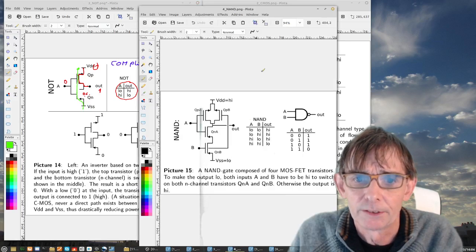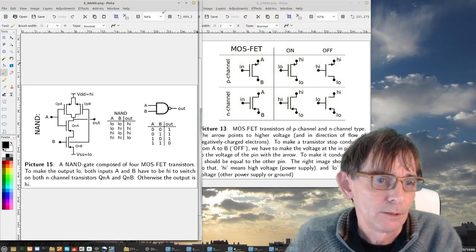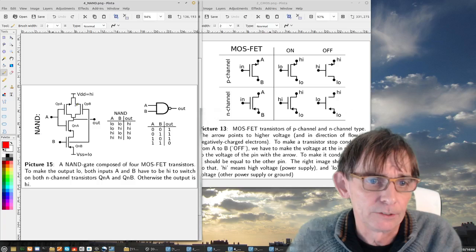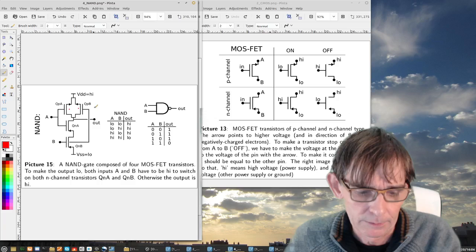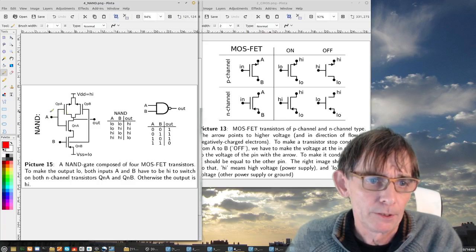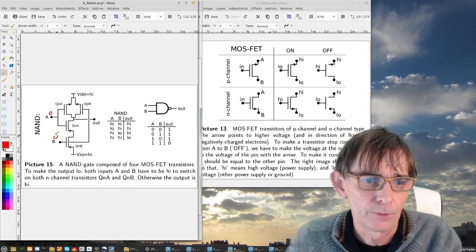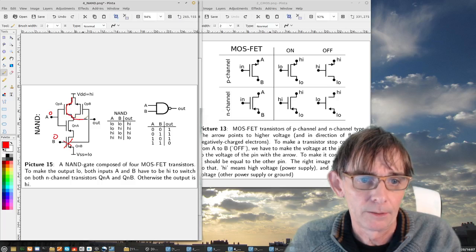Let's see if we can find here another one. Now we can do the NAND. Okay, the NAND, as you can see, has 4 transistors, 2 P-channel transistors and 2 N-channel transistors. Now imagine if I put here a 0 here and a 0 here. 0 here, 0 here means this one is not conducting and this one is conducting. So we get here a path out.